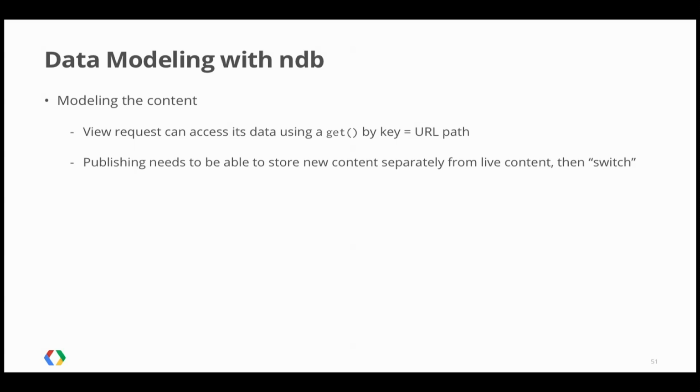But we also have to remember that publishing needs to be able to store new content separately from the live content. So if it's just a single entity keyed off of the URL path, then when you're creating another one of those, that has to live side by side with that before it gets switched into the right thing. So one idea, again, there are many ways of doing this, but the one we went with was to use a separate entity called a path entity keyed off of the URL path, and then that contains a pointer to a content entity.